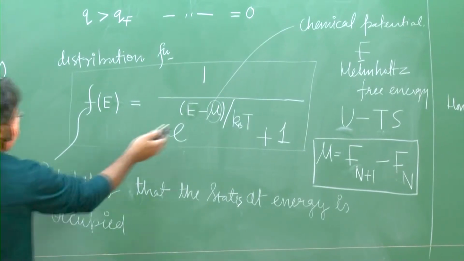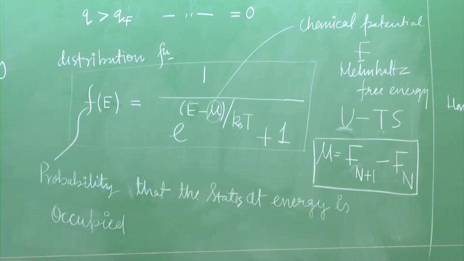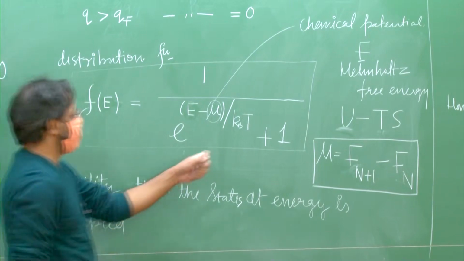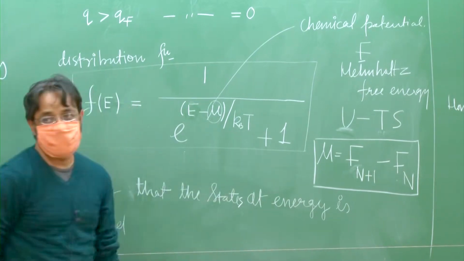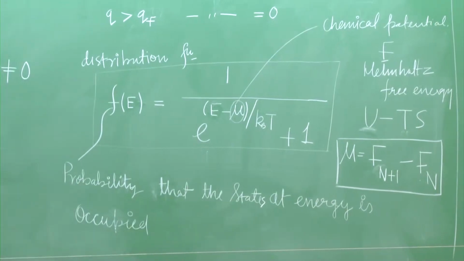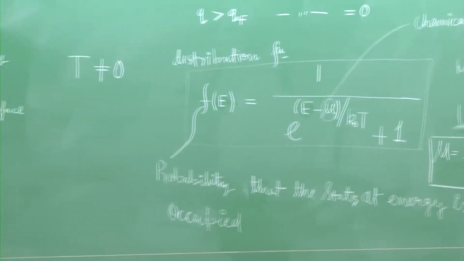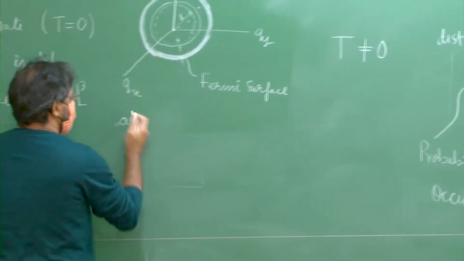let us try to see the interpretation of mu. So, if you see this quantity at 0 temperature, if you put T equal to 0, as T goes to 0, what will happen? How will this function behave as T goes to 0? Let us try to analyze it. So, at T equal to 0.